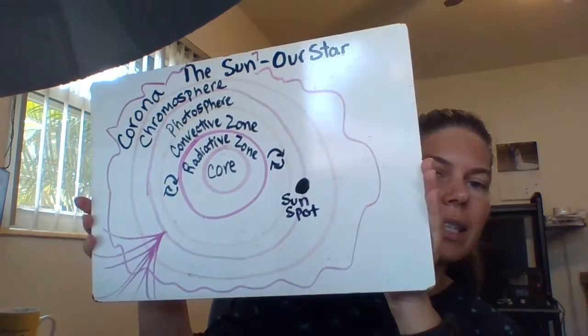So a solar flare, I'm going to draw my solar flare down here. A solar flare comes straight out. So kind of like this. It comes straight out from the photosphere up through the layers of the sun's atmosphere. And that is a solar flare.